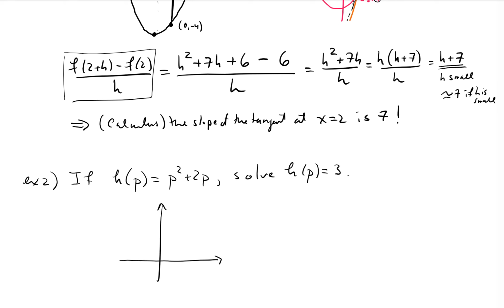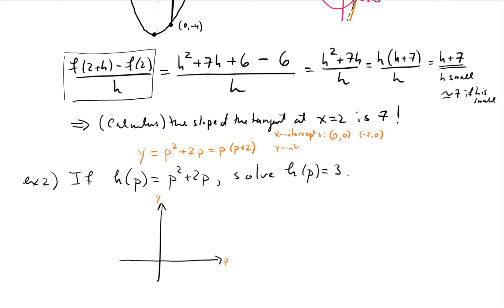So h of p equals p squared plus 2p. I'm going to think first about the graph of this function. So consider the curve y equals p squared plus 2p. P would be here, this would be y. Now to graph this, it's a quadratic. If I can factor it, it's going to help me sketch the graph of this function. So p times (p plus 2), that means I've got x-intercepts where, well, p could be 0, or p could be minus 2. So those are my two x-intercepts.